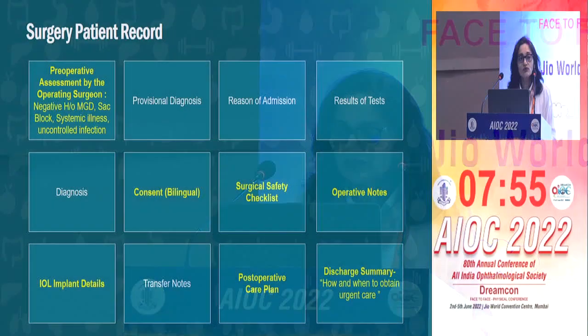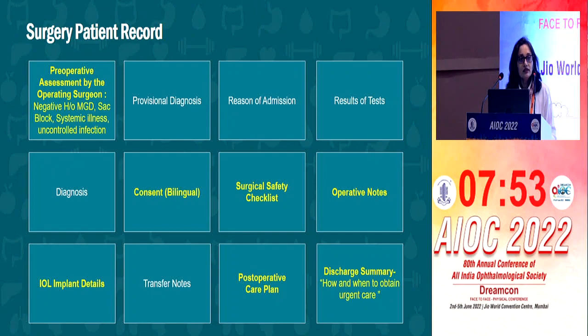Post-operative care plan, which will include your antibiotic protocol, and discharge summary. Here it is very important to mention how and when to obtain urgent care in case some untoward things happen. And this should be in the language which the patient understands.